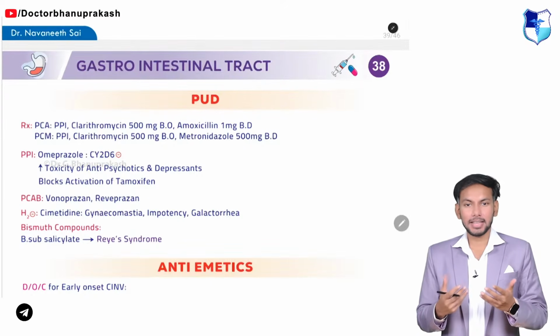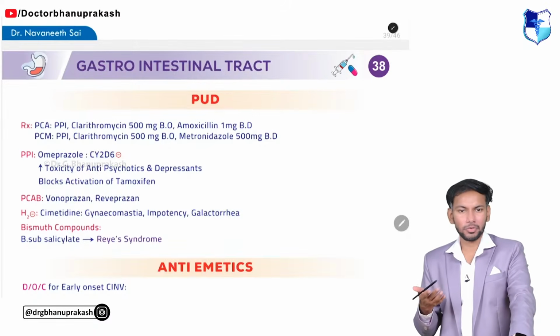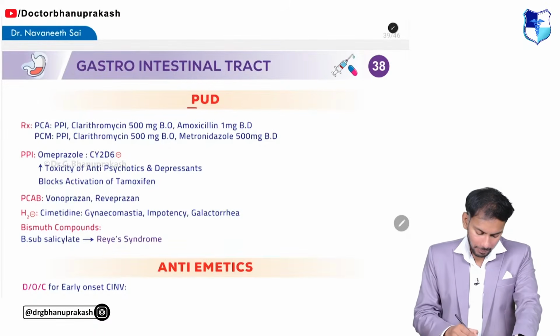Now we will start with the gastrointestinal tract. It is a pretty small chapter. It would maybe take 5-7 minutes to finish this. The first one is peptic ulcer disease.